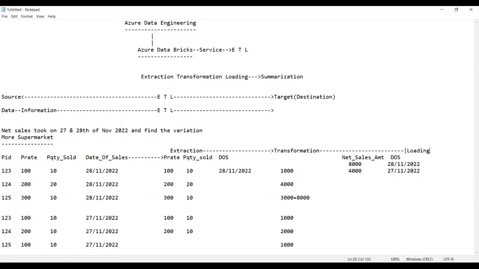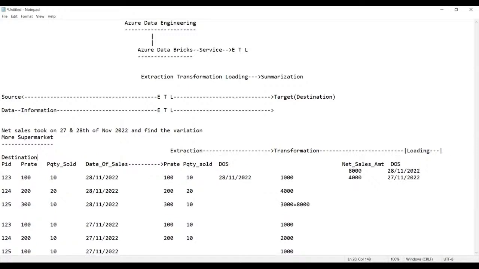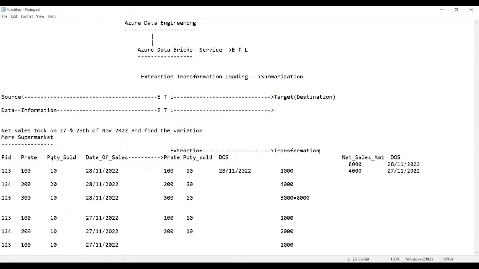The data will be loaded into what? Destination. Now tell me, destination is nothing but what? Target. Am I right, everyone? This is your target data. So now, guys, this data I'll load into the target.